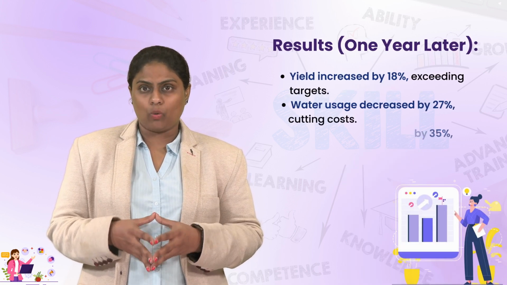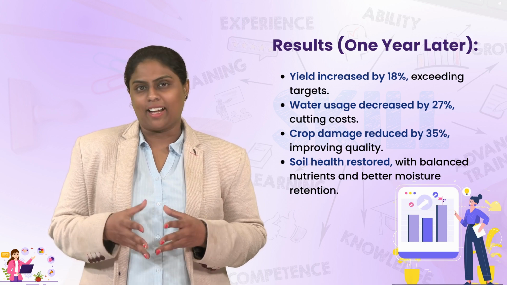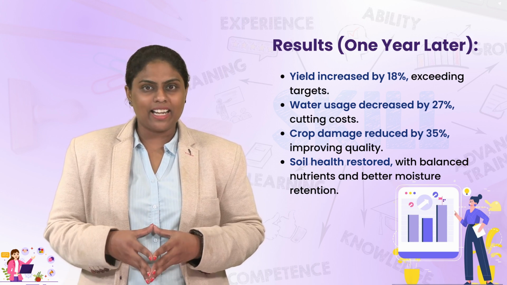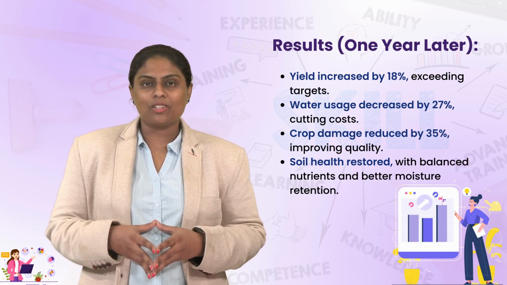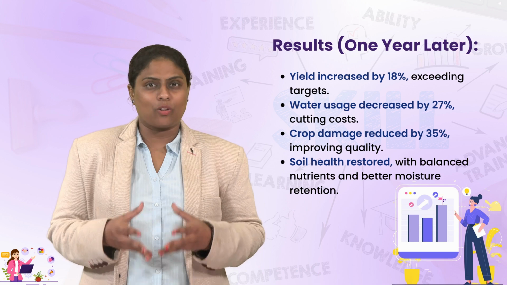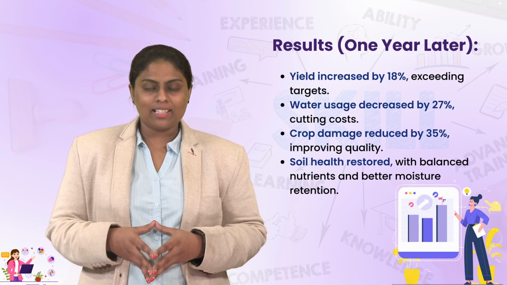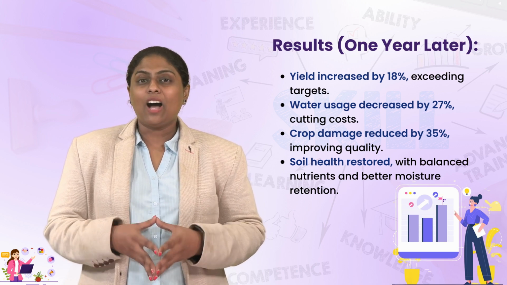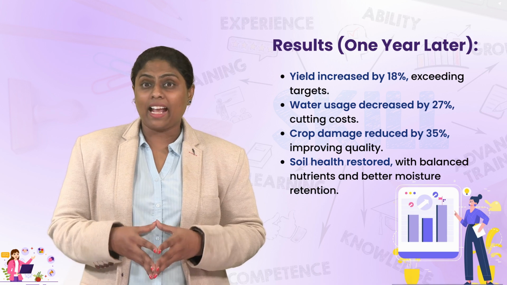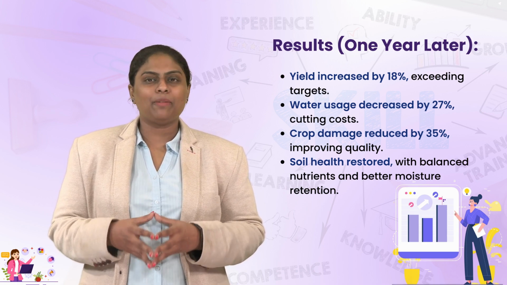And the result after 1 year was yield increased by 18%, exceeding the targets. Water usage decreased by 27%, cutting cost. Crop damage reduced by 35%, improving the quality. Soil health restored with balanced nutrients and better moisture retention. This example shows how systematic problem solving in agriculture leads to higher productivity, sustainability, and profitability.